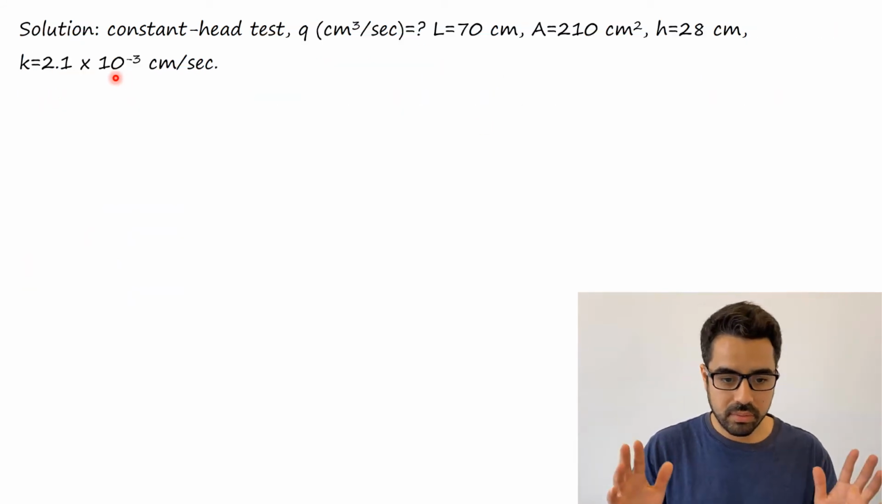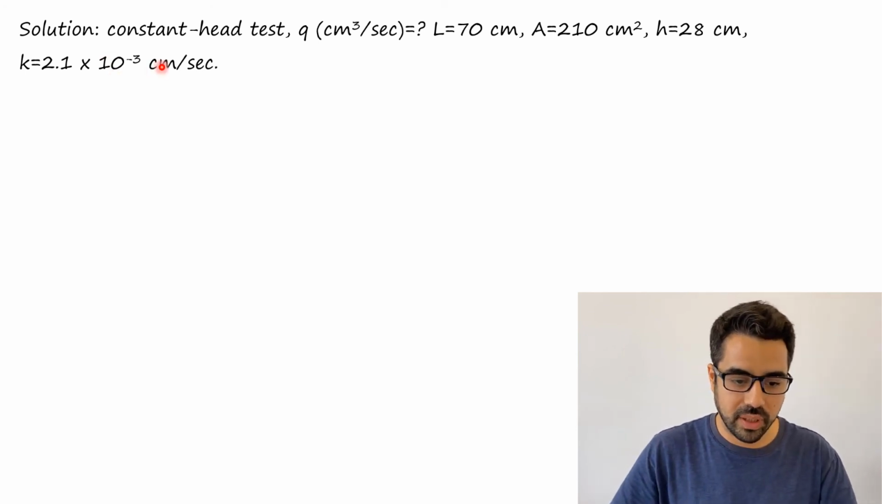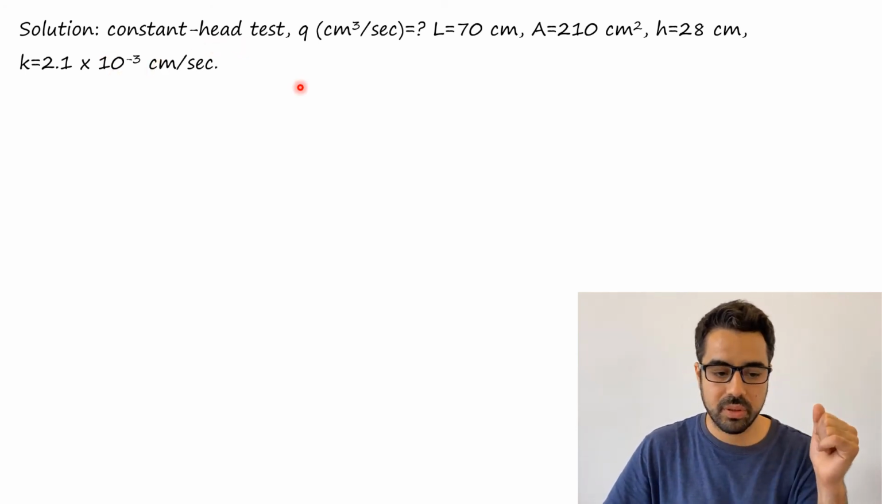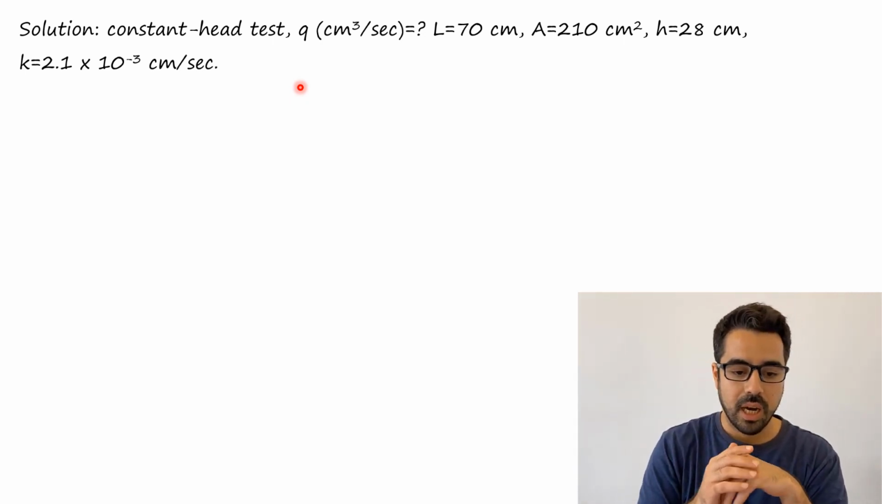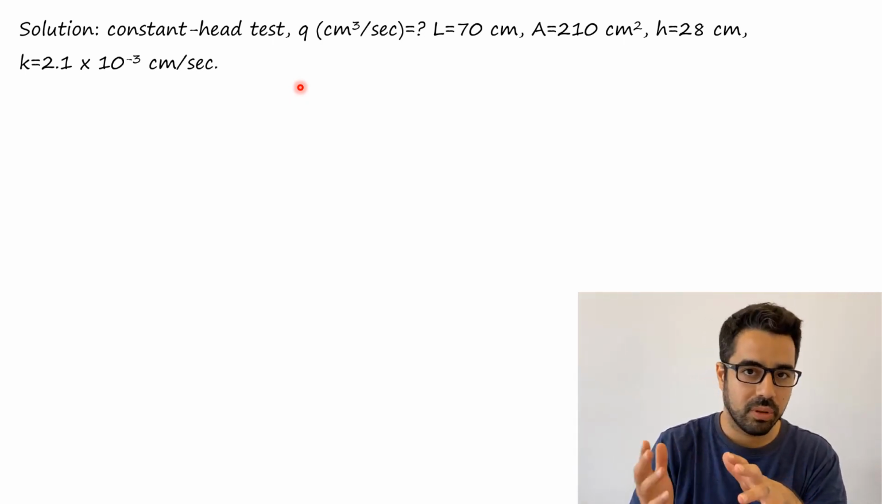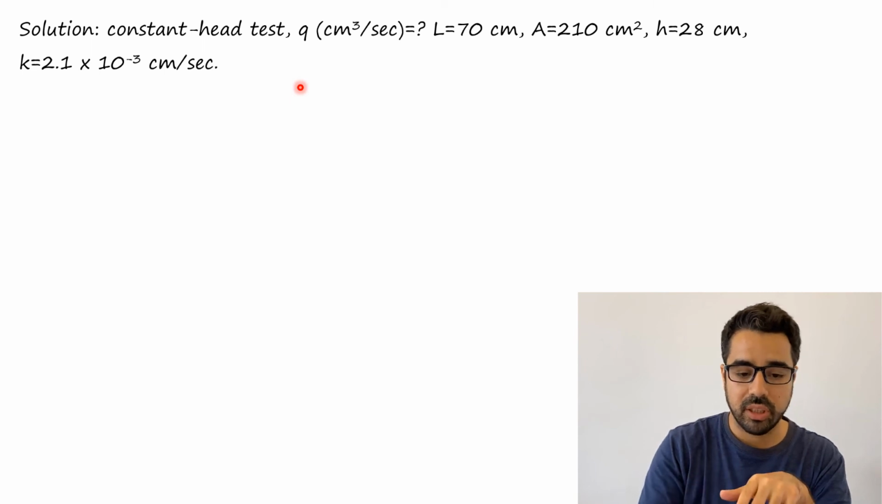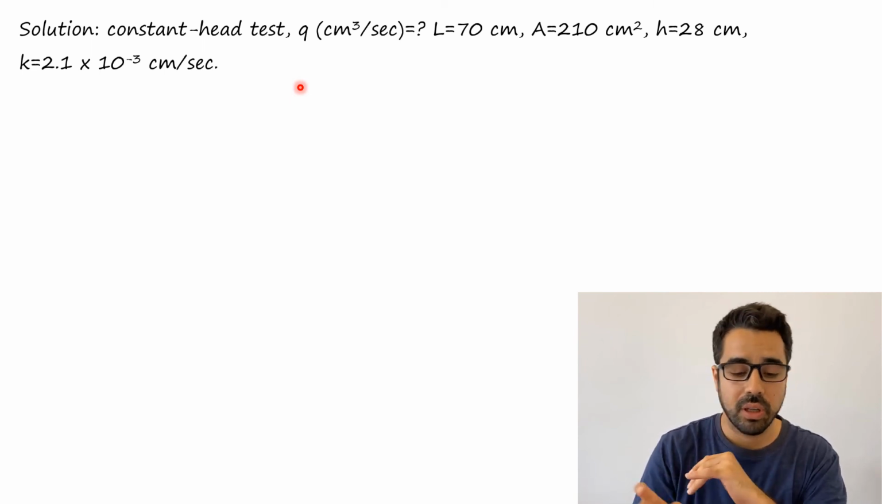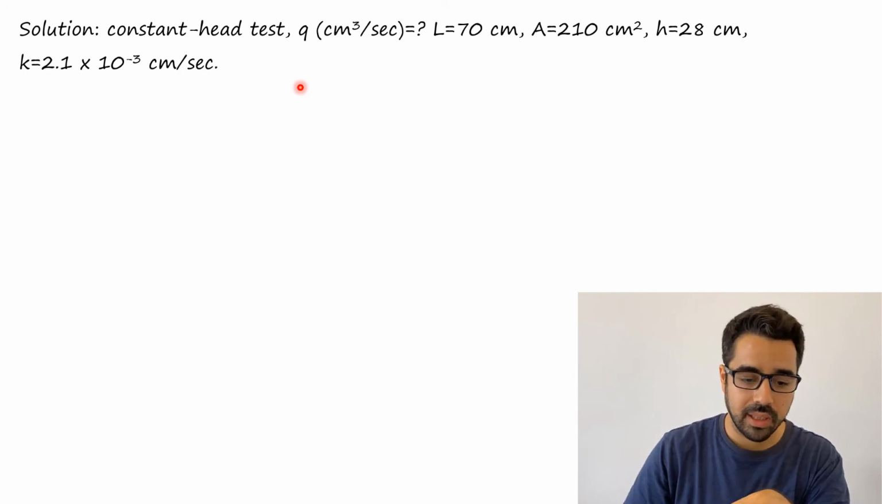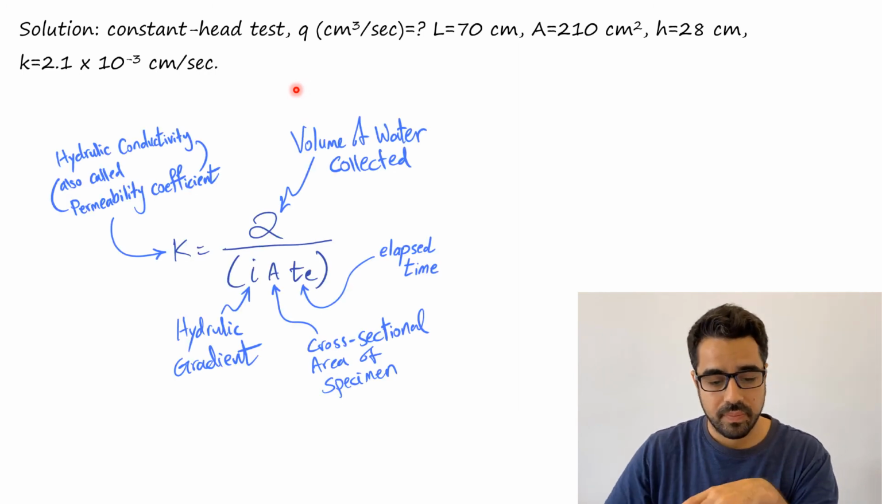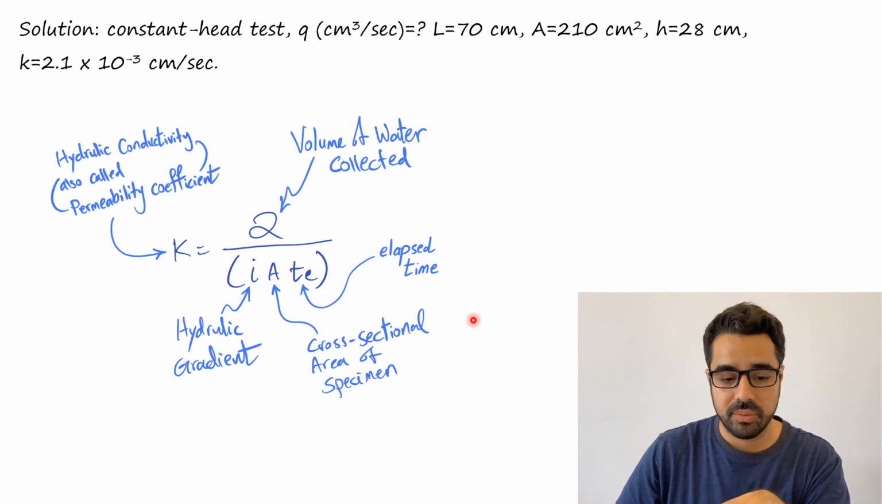So as usual, we start the solution by writing down what is given. A constant head test was performed because, as we said, the equation is different from the falling head test. Q, I just put that symbol for the discharge, in cubic centimeters per second. That's what we're looking for. L is given, the length, A, H, and K are given. So this is basically from your reference manual.